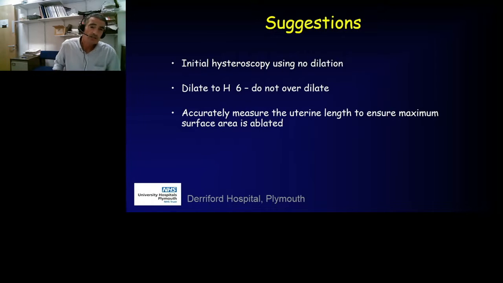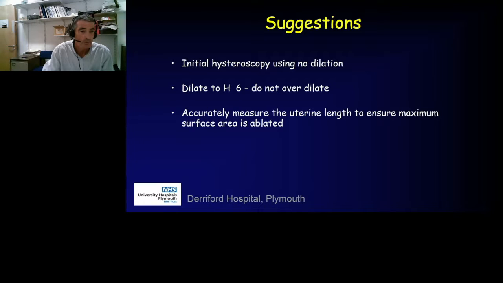And just to finish now, a few suggestions that have made our NovaSures possibly slightly more successful as we've gone down the learning curve. As I said, we do our initial hysteroscopy with no dilation, so that you get good distension and no leakage of saline, so that you can really see where you're injecting the local anaesthetic. Once we do dilate before putting the NovaSure device in, we only go to H6. So again, you get a good gas seal, which is important.